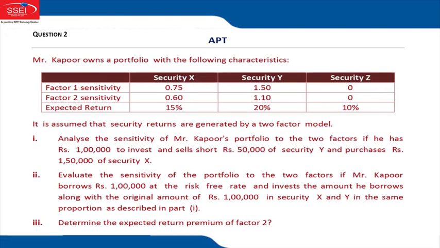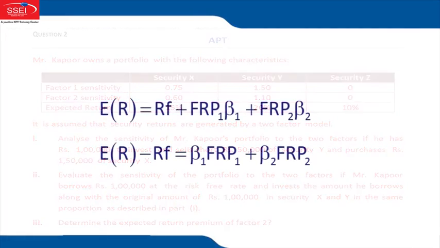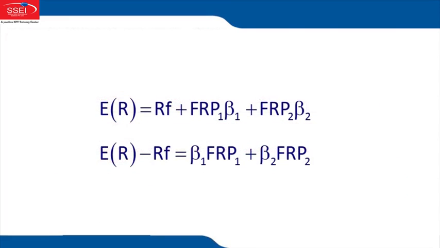So what is the equation of the APT? The equation of APT is ER is equal to RF plus FRP1 beta 1 plus FRP2 beta 2. That's the equation. Now if we bring RF on the left hand side, it becomes ER minus RF, that is the excess return, is equal to beta 1 FRP1 plus beta 2 FRP2. We understand all this. Now let's look at the question.